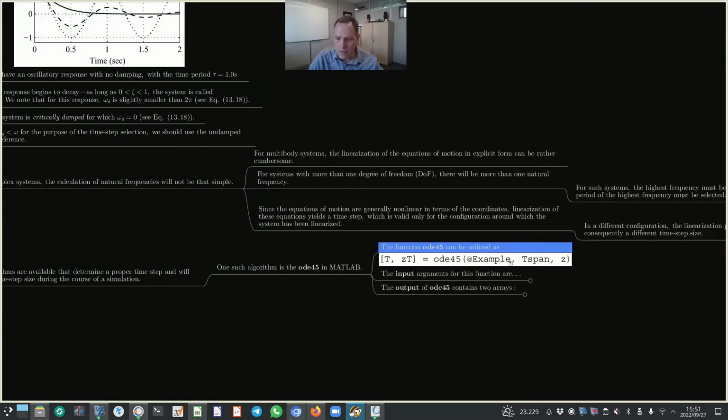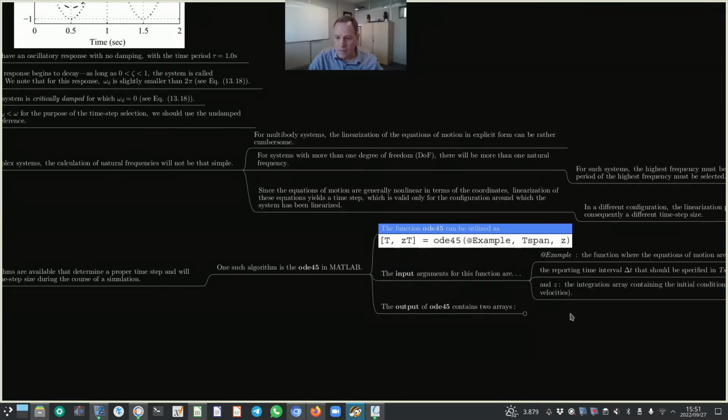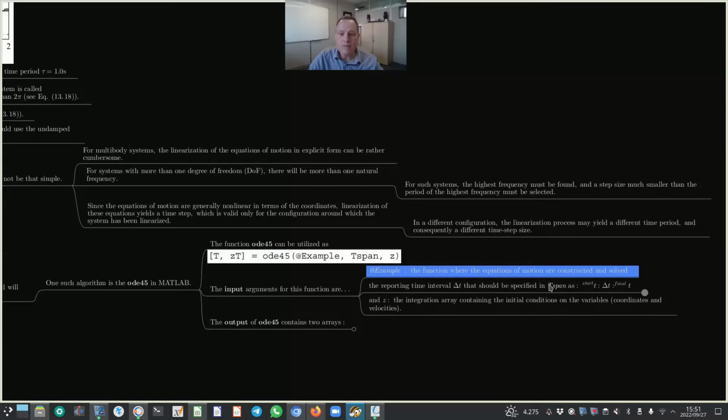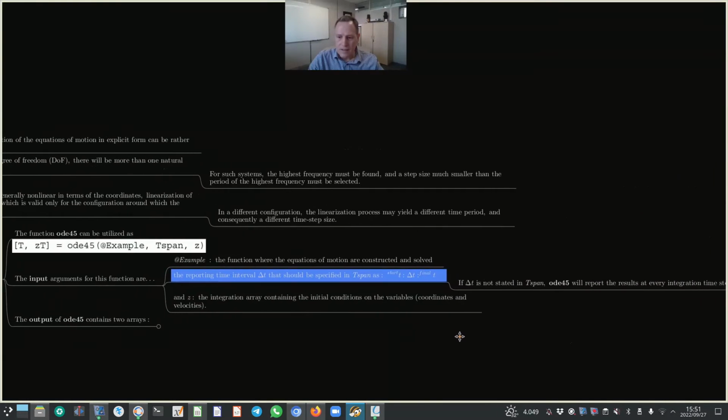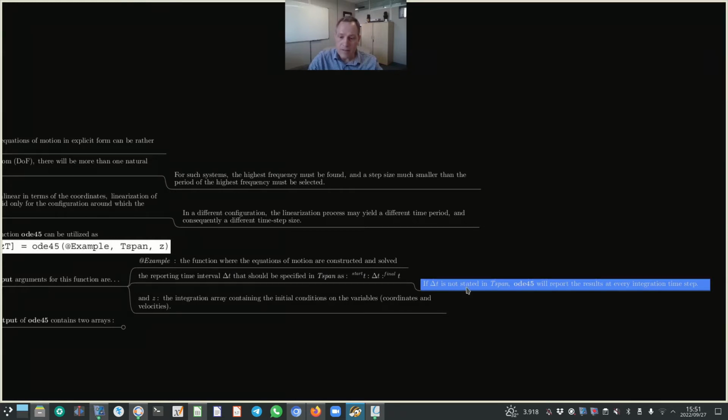Okay, the input arguments are these three arguments over here. The first is the function where the equations of motion are constructed and solved. This is this at example. The reporting time interval delta t should be specified in t span as the starting time, an array starting with the starting time, incremented with the time step up to the final time. If delta t, the time step, is not stated in t span, the ODE45 algorithm will report the results at every integration time step, which is now obviously an adjustable time step.